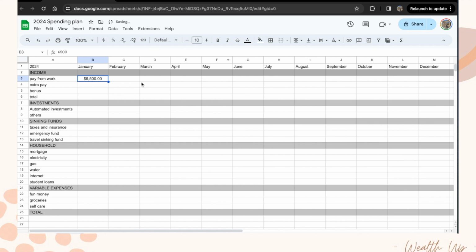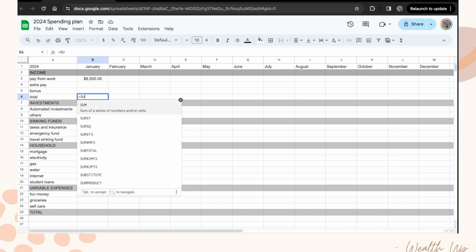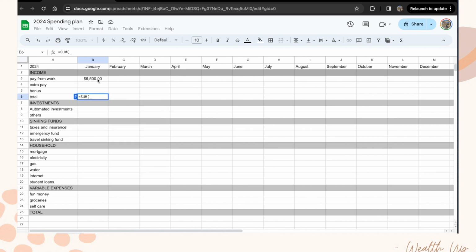If you do have income that varies month to month, you'll need to put in an estimate of what you think you'll earn for each given month in the plan. I don't expect any extra pay this month or a bonus, so the total here will be just that number, but I will go ahead and add the formula adding up all of the three cells. So for the month of January, I expect to have $6,500 to spend.